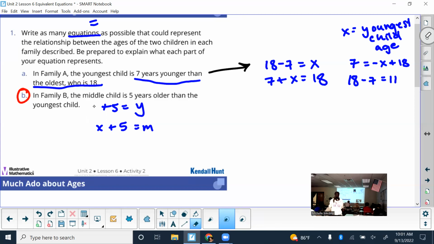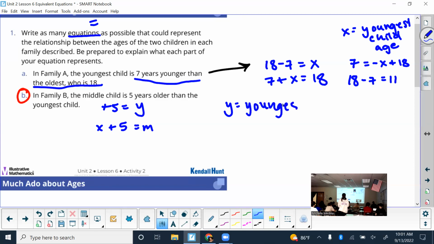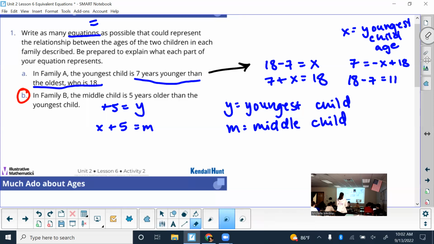What do you want the variable to be? So what are we saying that y equals? So let's say that y is for youngest child. M is for middle child. Even if you use other variables, that's fine, but let's just try to get on the same page. So it would have to be the youngest child plus 5 years would give me the middle child's age, right?